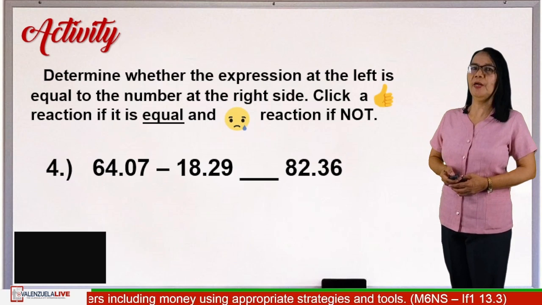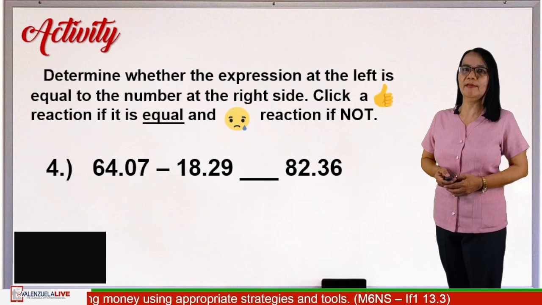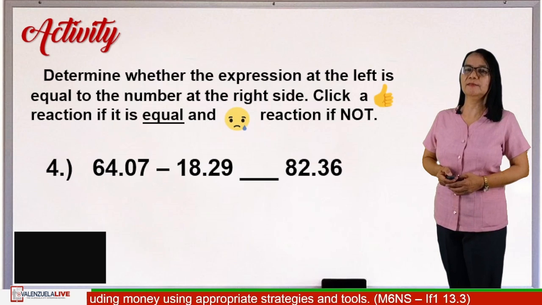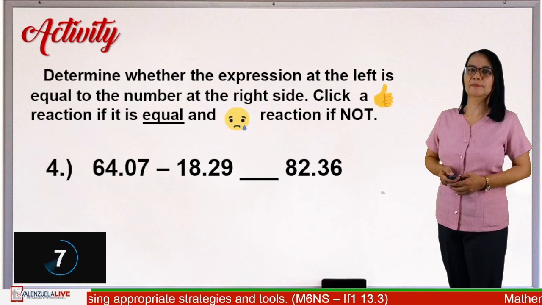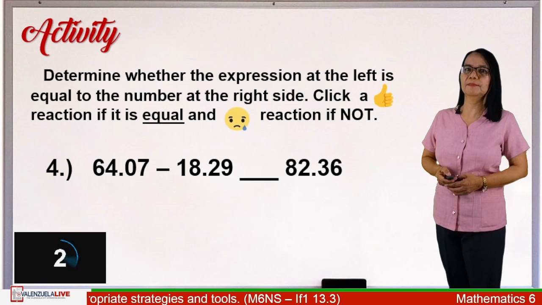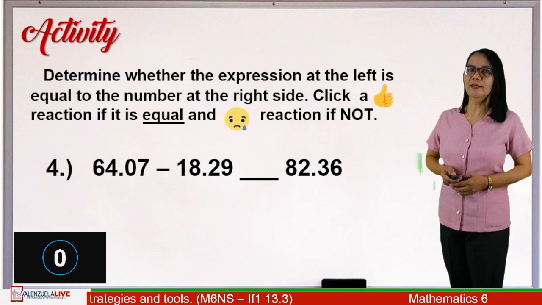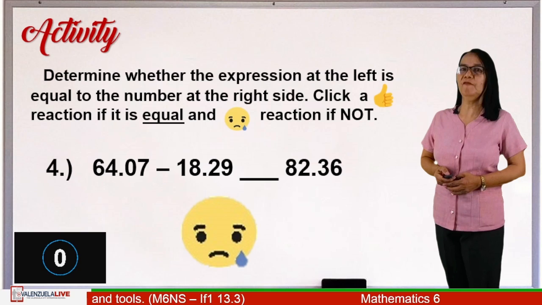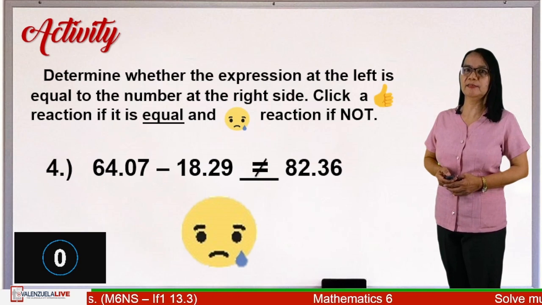Is 64 and 7 hundredths minus 18 and 29 hundredths equal to 82 and 36 hundredths? Give your reaction. The answer is sad reaction. It is not equal. The difference is 45 and 78 hundredths.